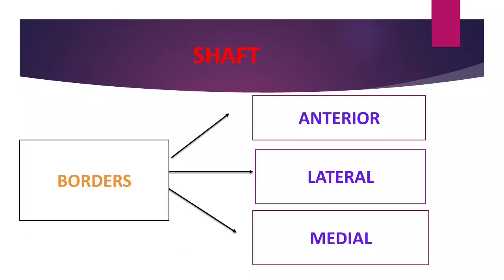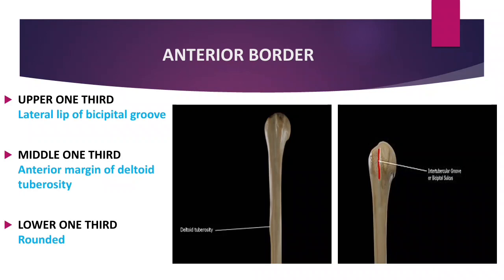Coming to the second part, that is shaft. Borders of the shaft are anterior, lateral and medial. First border is anterior border, whose upper one third has lateral lip of bicipital groove. Middle one third is characterized by anterior margin of deltoid tuberosity. Lower one third is rounded.